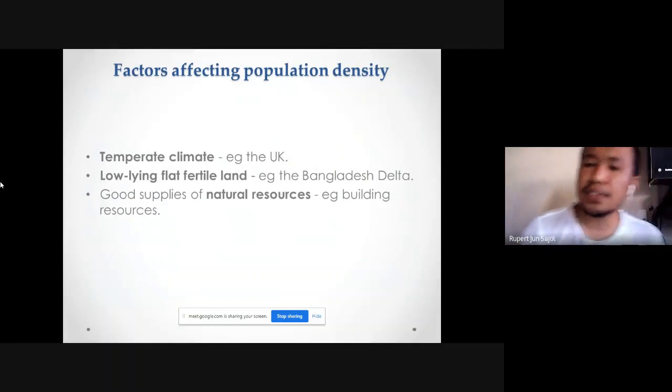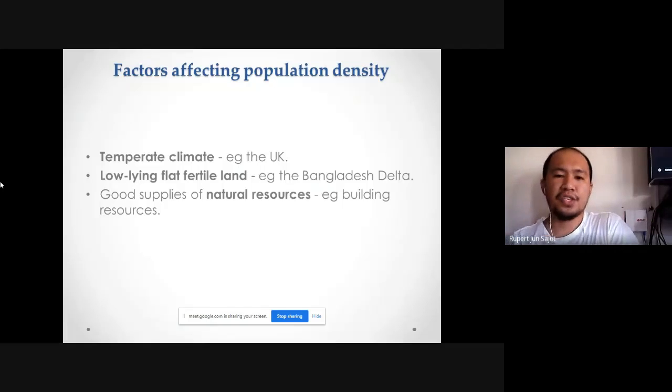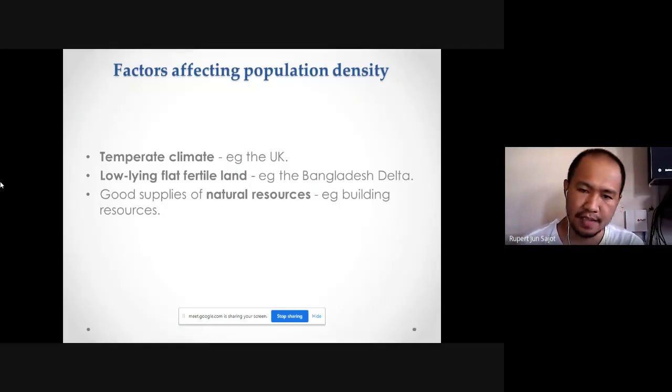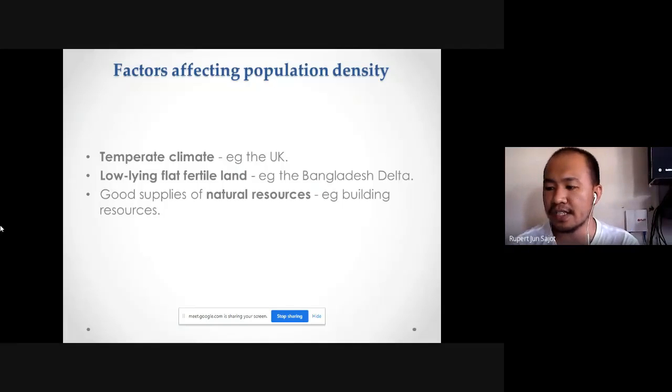Next, factors affecting population density. So, temperate climate, example, the UK. When we say temperate climate, it's a climate that's livable, especially with the resources needed for the people to live and survive and to do economic activities. The UK is one of the best examples, right? Of course, countries lying in the equatorial part of the planet also get the same, but again, from our discussion on the previous page, it is about the people's drive to develop.